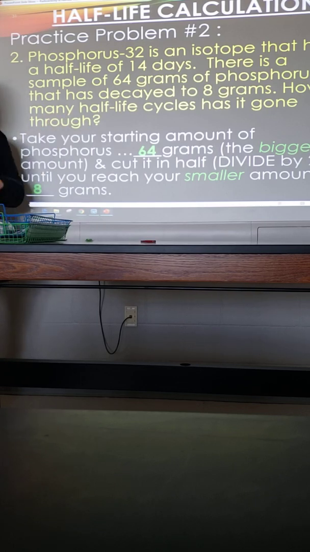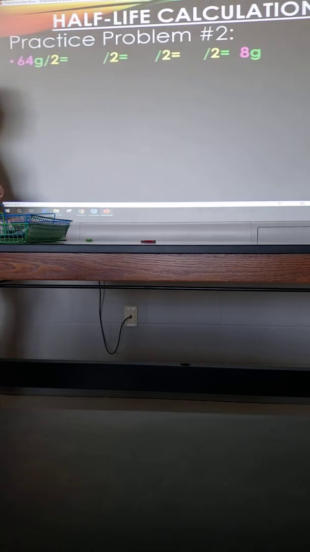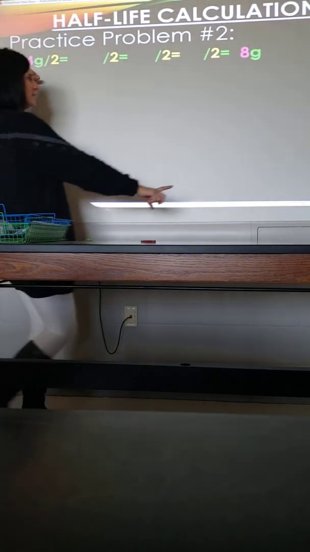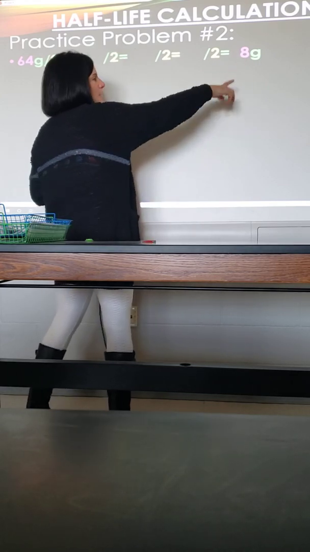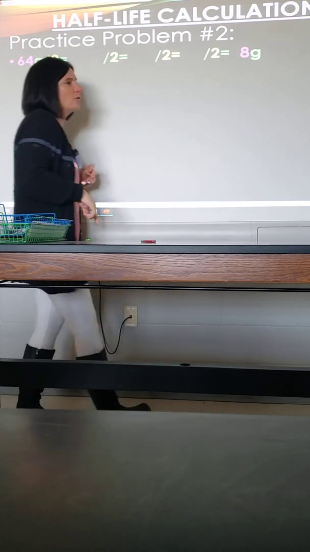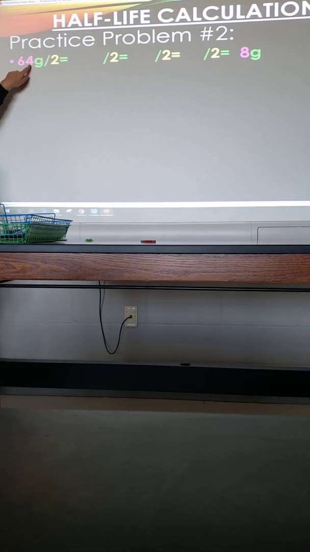So not 64 divided by 8, but we're going to have to take 64 and cut it in half, then take that answer and cut it in half, and keep doing that until we get to the answer of 8. So we start at 64. You cut it in half 3 times. So you're going to end up with 8 grams after you started with 64.